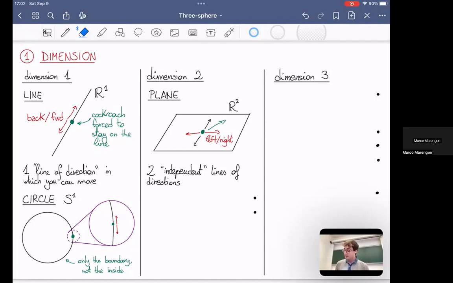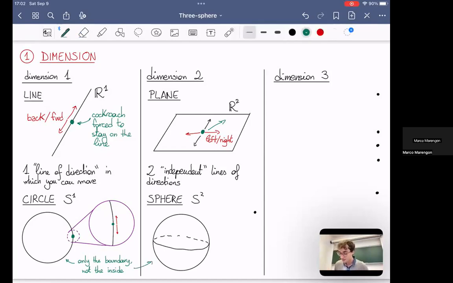Let's see another example of a mathematical object with two dimensions: the sphere, where by sphere I mean, as before, only the boundary, not the inside. If you consider only the boundary of the sphere, then locally the sphere looks like R2. It looks like the plane. And so again, locally there are two independent lines of direction, and so we say that the sphere is two-dimensional.